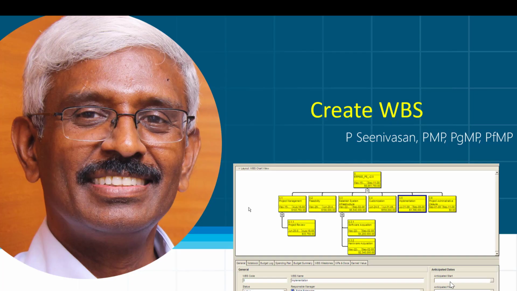Hello and welcome to this two-part series on creating work breakdown structure. In this session, we'll understand the process of work breakdown structure, and in the next session, we'll learn how to develop work breakdown structure using Primavera P6.